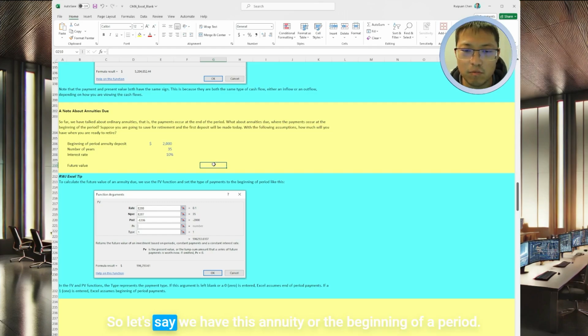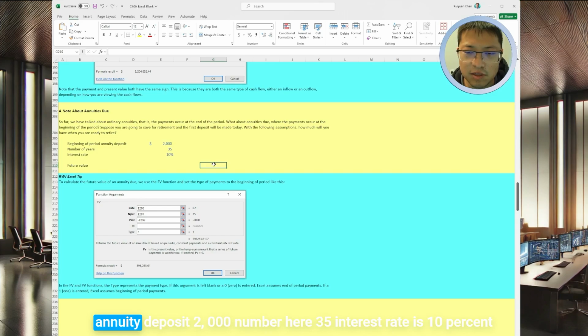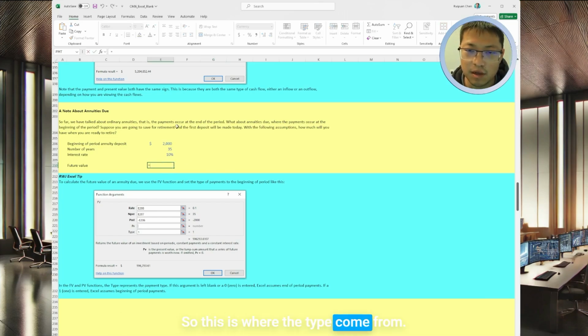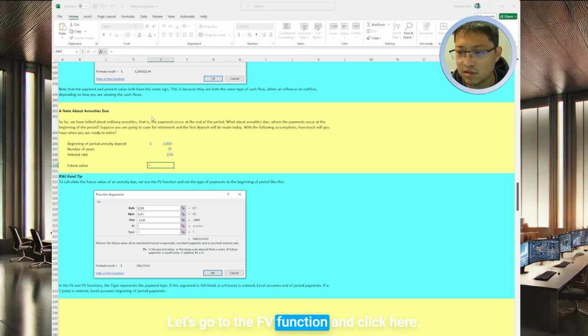Let's say we have this annuity for the beginning of period annuity: deposit $2,000, number of years 35, interest rate is 10%. And we want to start this payment or deposits at the very beginning of the time period, in a way that we want to start from time zero. So this is where the type comes from. So let's go to the FV function.